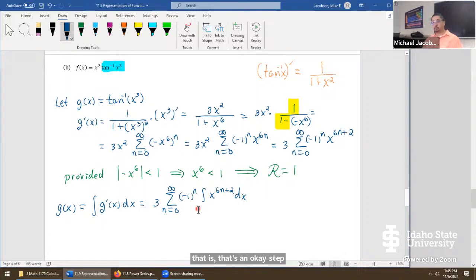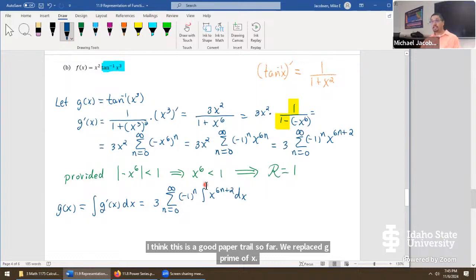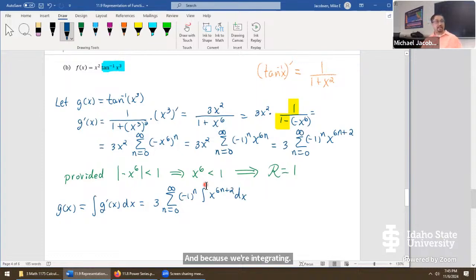We don't want to skip too many steps or else the notes are unreadable, but I think this is a good paper trail so far. We replace g prime of x, and because we're integrating, the only thing that's not constant with respect to x was x to the power 6n plus 2. So almost there, we get 3 times the summation from 0 to infinity, -1 to the nth power, x to the power of 6n plus 3 now, so we divide by 6n plus 3.